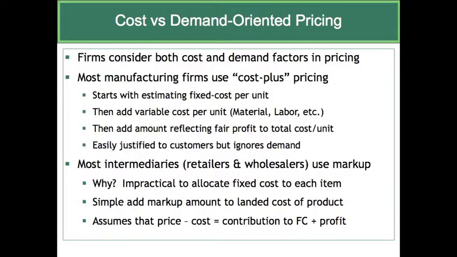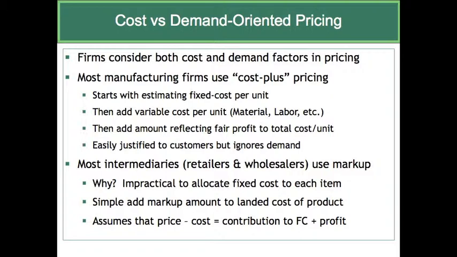Let's start our discussion of different pricing approaches by drawing a distinction between manufacturing firms and intermediaries, which would include retailers and wholesalers. In general, whereas most firms will tend to use both cost and demand factors in pricing, manufacturing firms as a group often tend to use an approach for setting their prices that we generically call cost-plus pricing. This starts with estimating fixed cost per unit, and to do this the marketing manager basically takes an estimate of operating volume in units and divides that into the firm's total fixed cost. That arrives at fixed cost per unit.